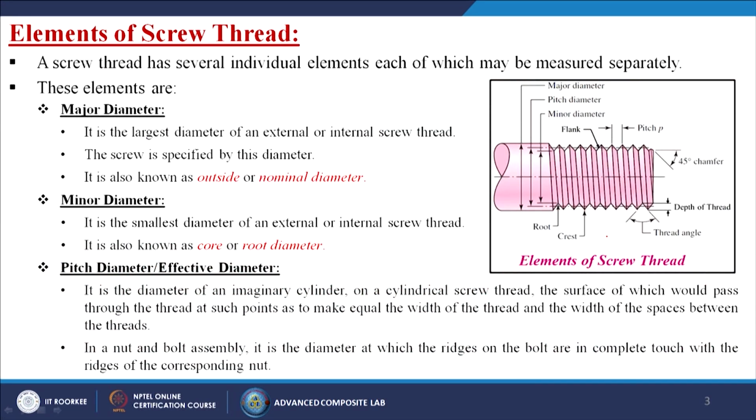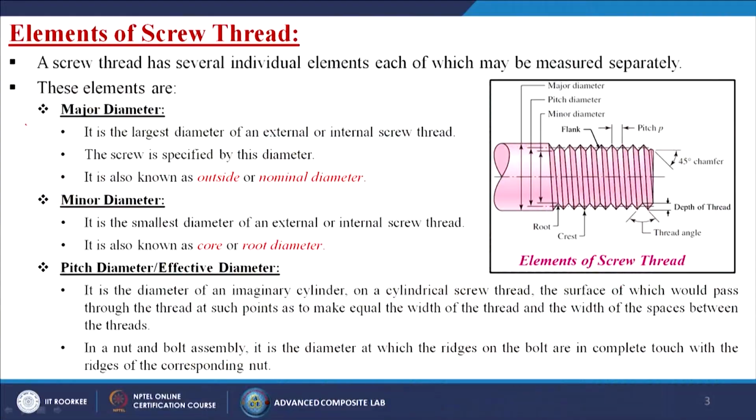Now, what are the elements of the screw thread? A screw thread has several individual elements, each of which may be measured separately. Okay. So, when we are designing a screw, or preparing a screw, we have to keep all these things in mind. After manufacturing, how can we measure whether the thread is proper or not, whether the design is proper or not, or whether the screw thread is within the tolerance limit or not? These are the things we should know. So, first let us know what those elements are.